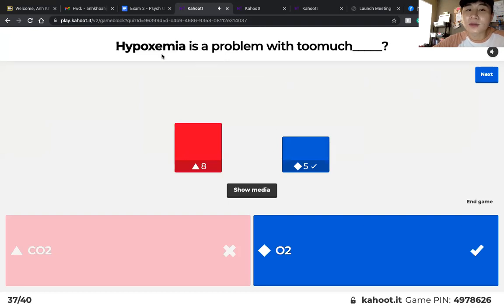All right, so the question is wrong. I'm sorry about that. So hypoxia is the problem with too little oxygen, and hypercapnia is the problem with too much carbon dioxide. So it would be too little here. Shouldn't be too much. Sorry, the question was wrong.